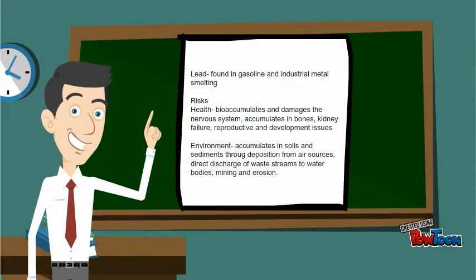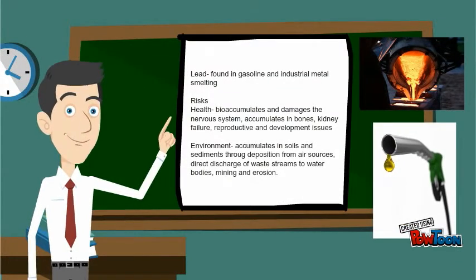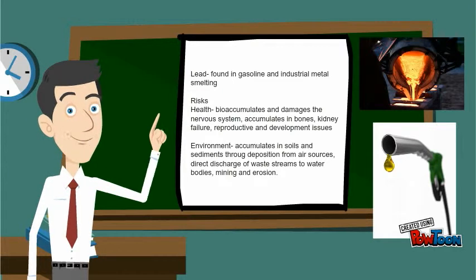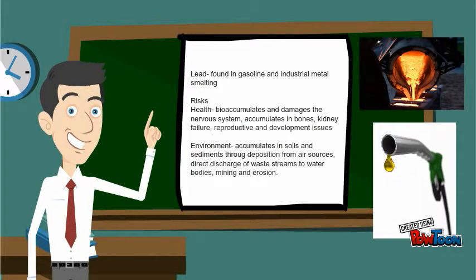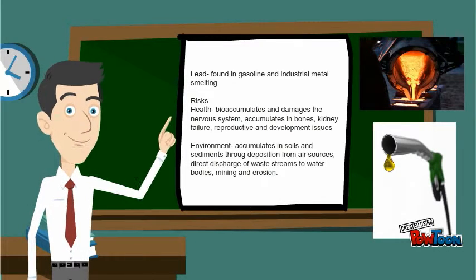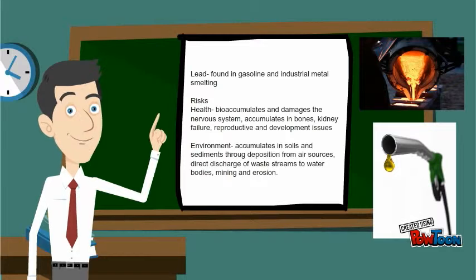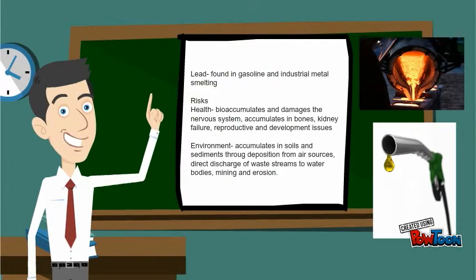Lead is found in gasoline and industrial metal smelting. Risks to humans are that it bioaccumulates and damages the nervous system, accumulates in bones, causes kidney failure, and reproductive and development issues. Environmental impacts are that it accumulates in soils and sediments through deposition from air sources, direct discharge of waste to streams and water bodies, mining, and erosion.